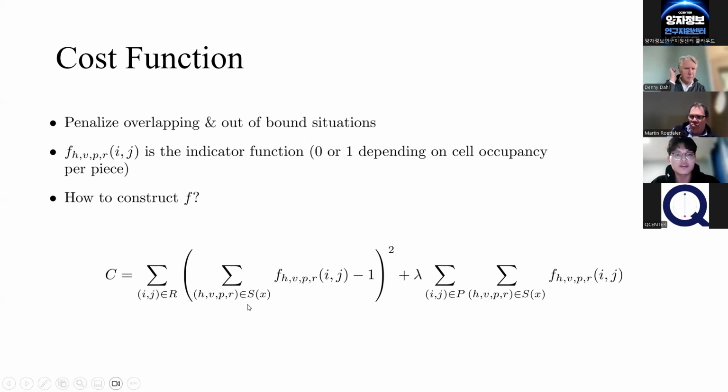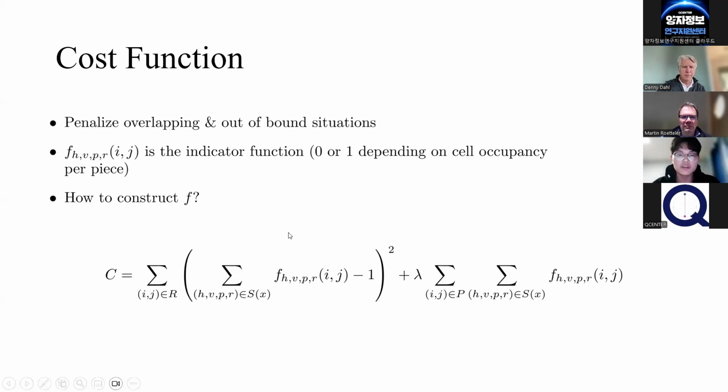The first term in the cost function penalizes the overlapping of the puzzle in R, where R is the reasonable puzzle grid. If a cell is occupied by multiple pieces at the same time, it adds up to the cost function. We implement a similar logic for the penalty area P. If a puzzle piece is present in the penalty area, the indicator function will turn on and increase the value of the cost function. The lambda here is the hyperparameter that we can manipulate, and our goal is to minimize this cost function.